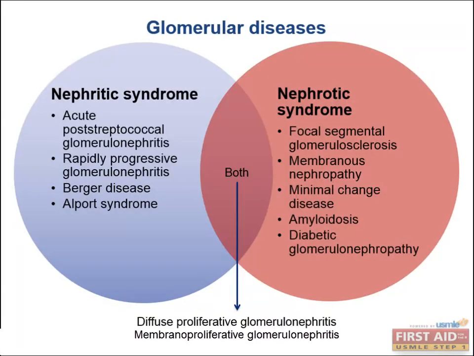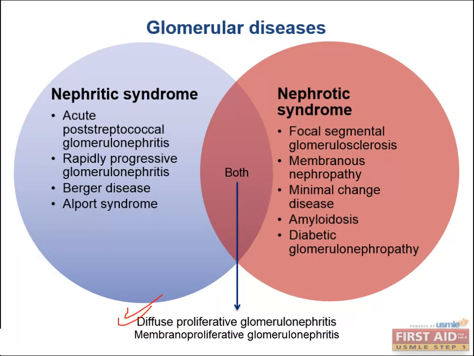Let's look at the different types of glomerular diseases. Now, this fact is really important. This lays down an organizational framework for all glomerular diseases. Although nephritic syndrome and nephrotic syndrome are usually separate entities, there are a couple of diseases that can present either way. And these include diffuse proliferative glomerulonephritis and membranoproliferative glomerulonephritis. And this is important because they have to be considered as both nephritic and nephrotic.